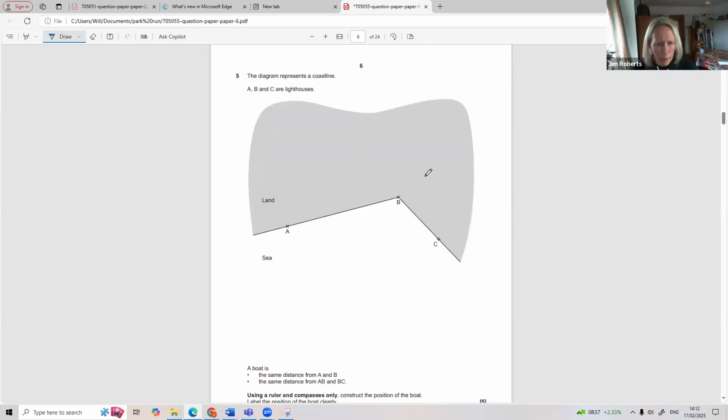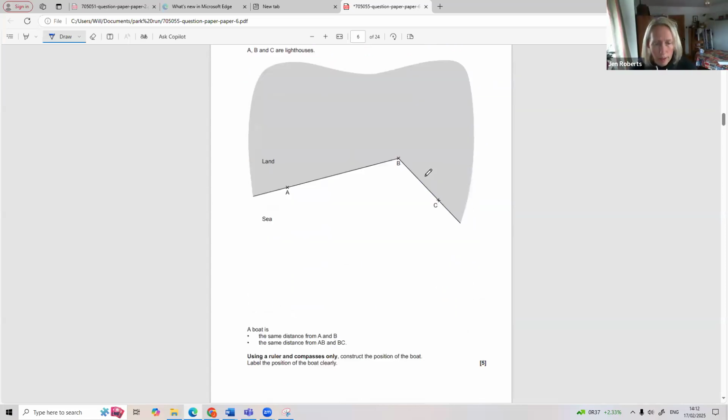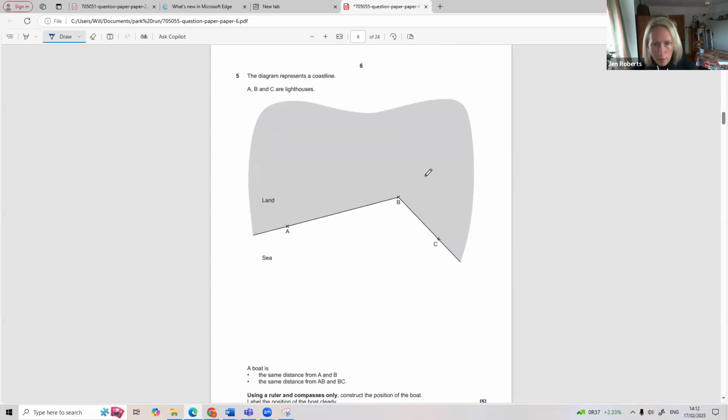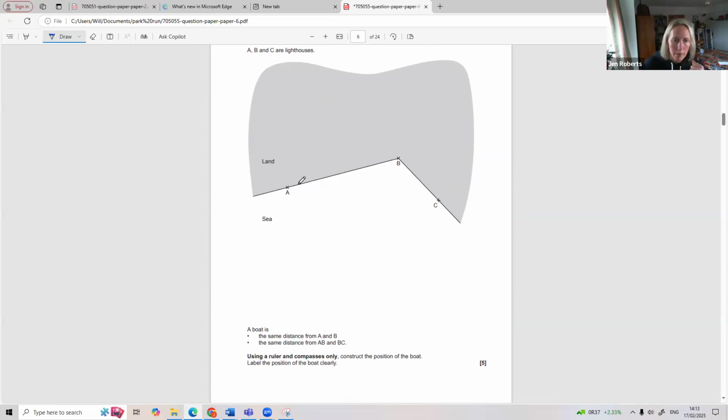I'm going to have to describe how to do this one, I think, because I don't have the facility to do this online. So we've got it's the same distance from A and B. So it's the same distance from these 2 points here. So what you should be doing is finding the perpendicular bisector.